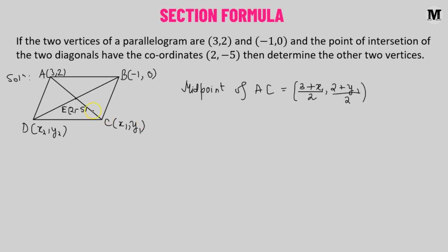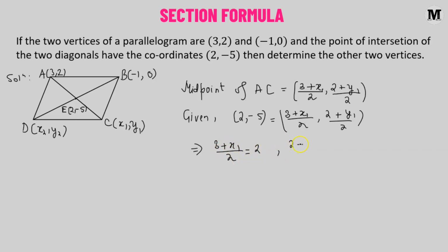Now, it's already given to us that the midpoint is E. It is definitely the midpoint because it's a property of a parallelogram that the diagonals bisect each other. So that means E must be the midpoint of diagonal AC. So here we can equate: the midpoint of AC is already (2, -5), so this will be equal to ((3 + x1)/2, (2 + y1)/2). So we can equate the two x's: (3 + x1)/2 will be equal to 2, and (2 + y1)/2 is going to be -5.